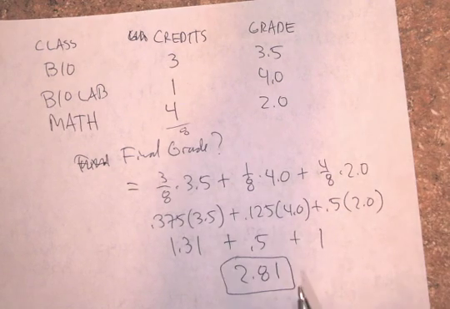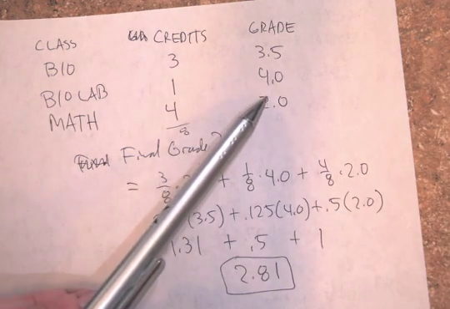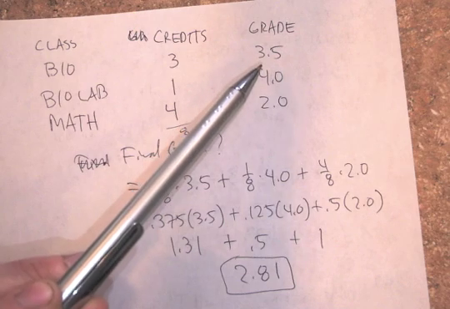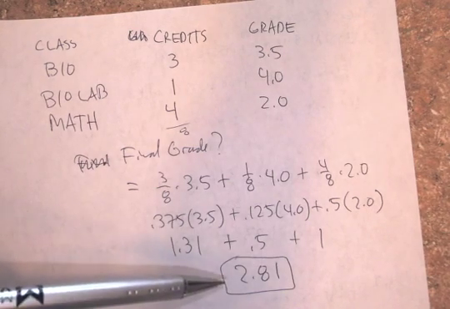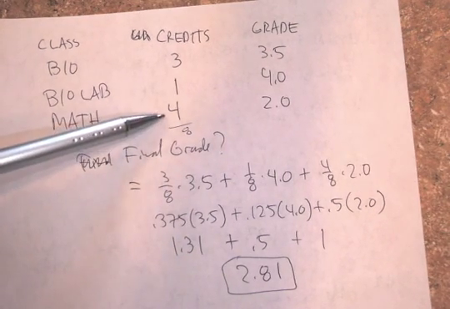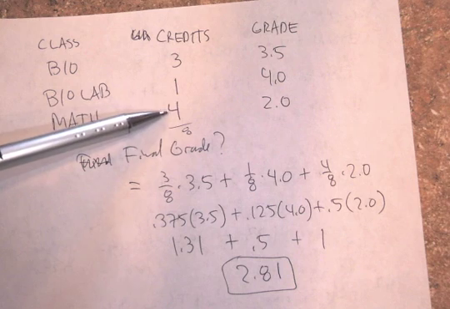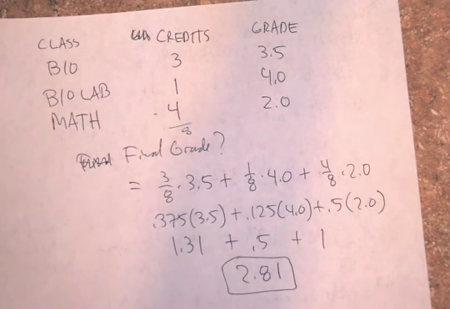You say, man, I thought I did better than that. I got an A in bio lab. I got basically an A or A minus in bio. Why is my grade point only like a C or a B minus or whatever this is? Well, it's because this math class had more weight. So you'd say weighted average carries more weight.